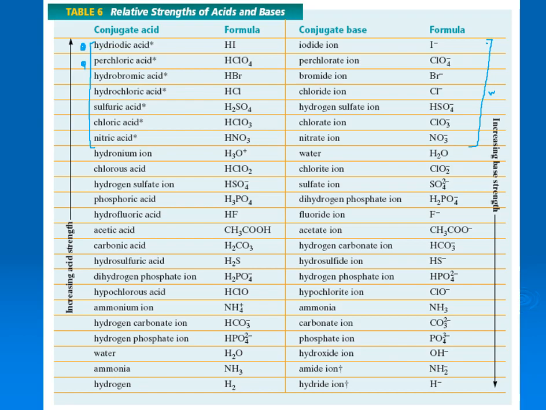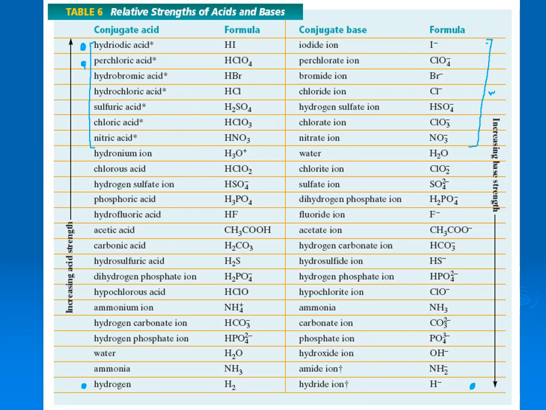Otherwise, this list has a lot of things going all the way down to the weakest, like down here. This is the weakest of acids, a hydrogen molecule, and this would be the strongest of conjugate bases, which would be the hydride ion, a hydrogen that's actually gained an electron as opposed to being just a proton. And so this all matches up.